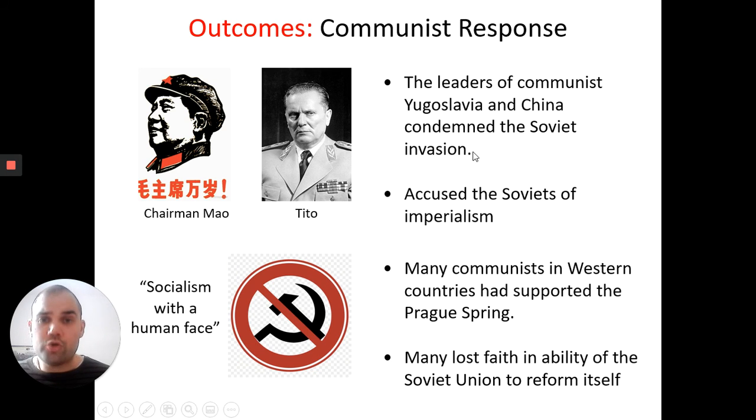So this condemnation of the Soviet invasion from communist states like Chairman Mao's China and Tito's Yugoslavia, but also Western communists living in places like France, they turned against the Soviet Union very strongly after 1968. So the ones who hadn't been turned away in 1956 were largely driven away by the Soviet Union's actions in 1968. They couldn't support the Soviet Union after that.